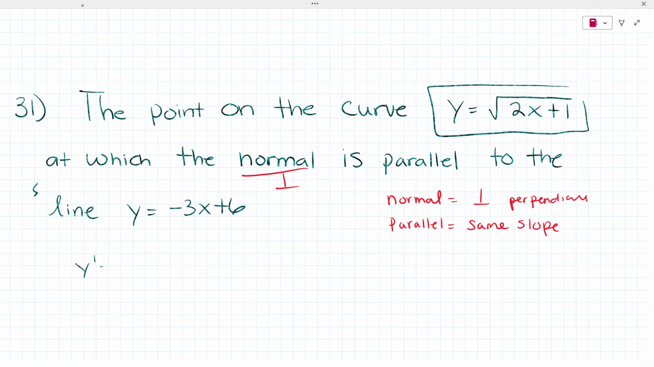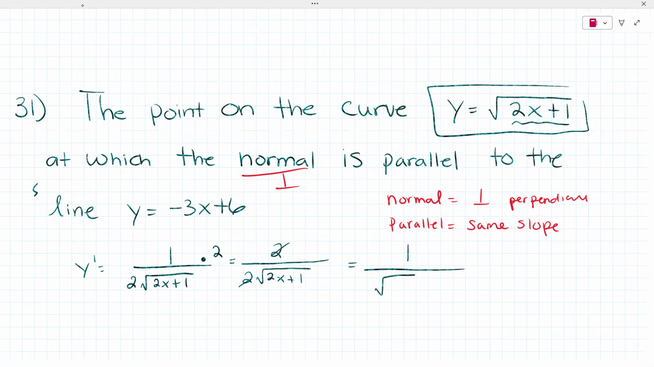So let's take y prime. How do you take the derivative of a square root? It's just 1 over 2 square root, and then our x is 2x plus 1, times the derivative of 2x, which is 2, and then the derivative of 1 is 0. So if you put that together, you get 2 over 2 square root of 2x plus 1. And then what you could do next is get rid of the 2, so you have 1 over square root of 2x plus 1.